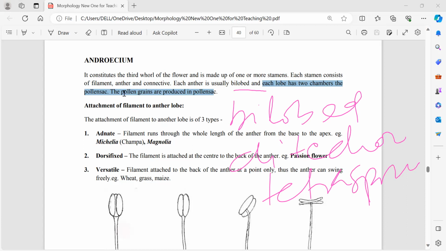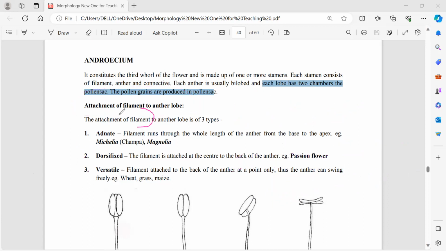Now we have variation in the attachment of the filament to the anther lobe, and since there are so many variations of attachment of filament to anther lobe, on the basis of this attachment we have three types of stamens. How many types? Three types. On the basis of what? On the basis of attachment of filament to the anther. We have number one adnate, dorsifixed, and versatile.